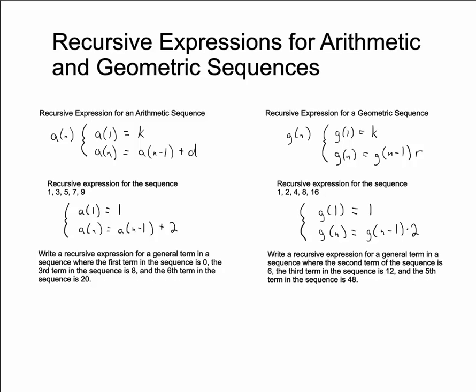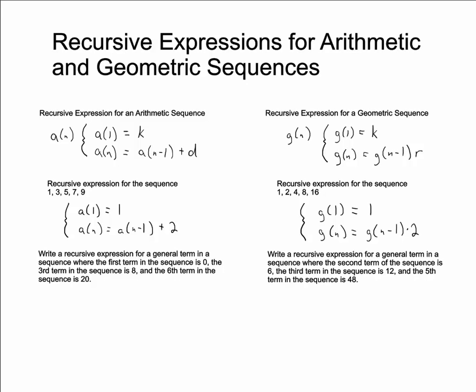All right, let's do a couple of sample problems. Write a recursive expression for a general term in a sequence where the first term in the sequence is 0, the third term in the sequence is 8, and the sixth term in the sequence is 20. All right, so it looks like based on this, we start at 0, and then by the third term we're at 8, and then the sixth term we're at 20.